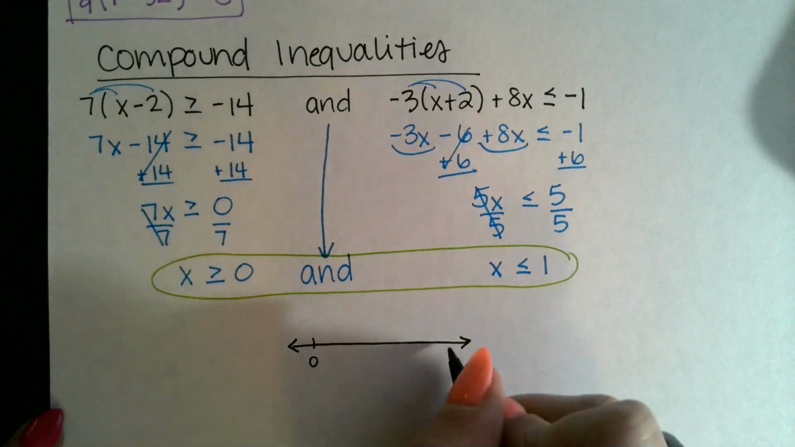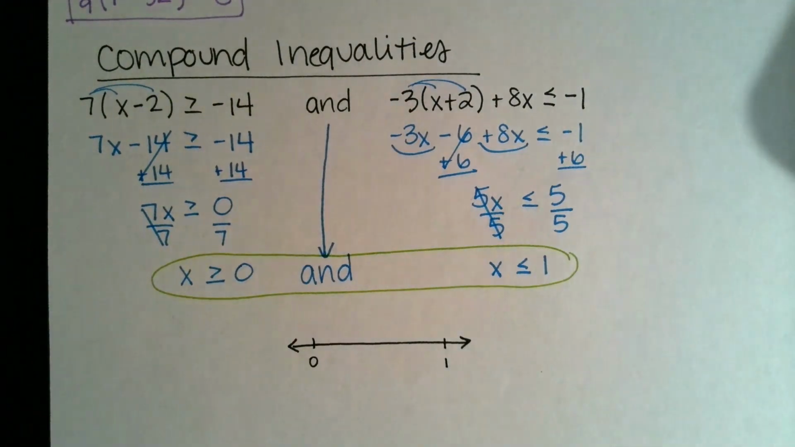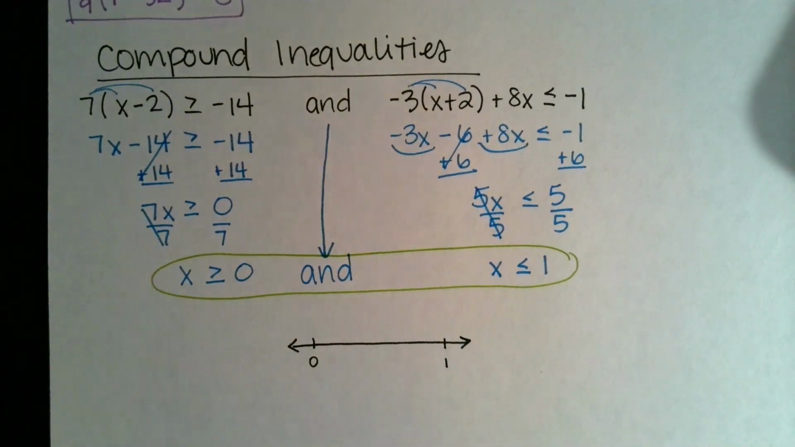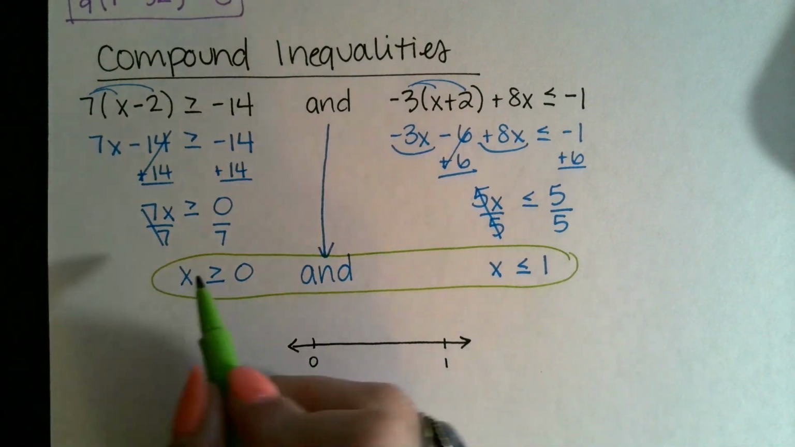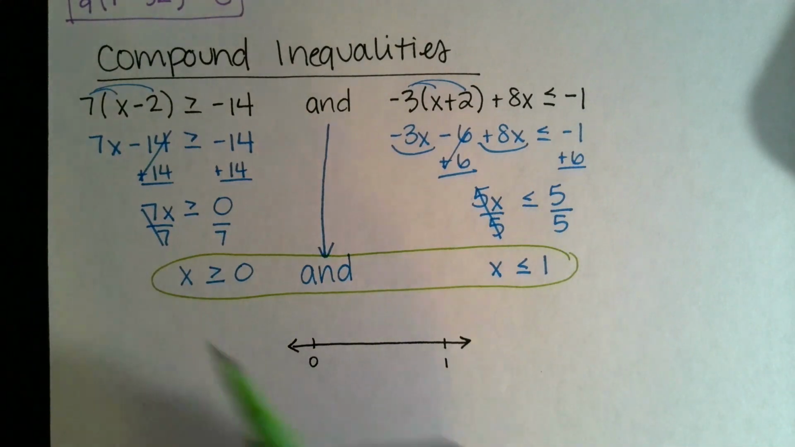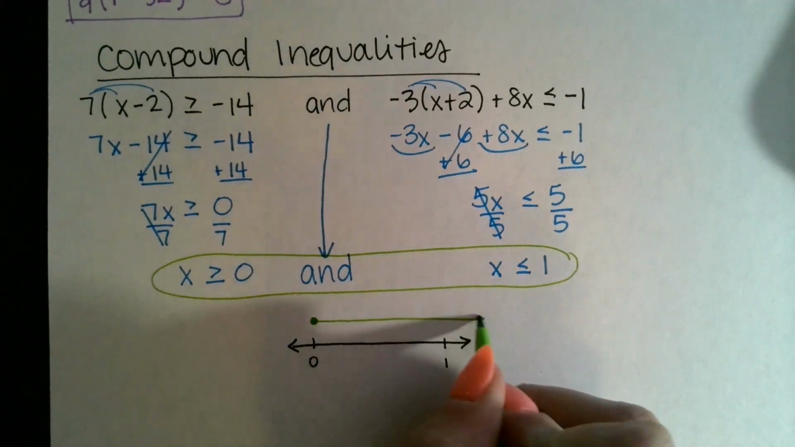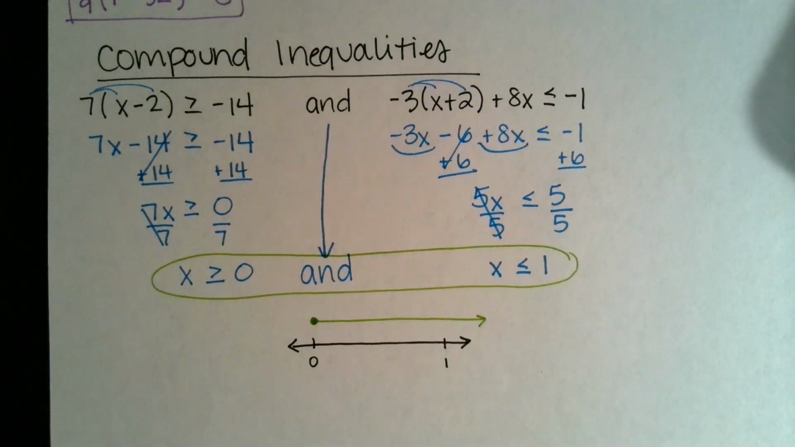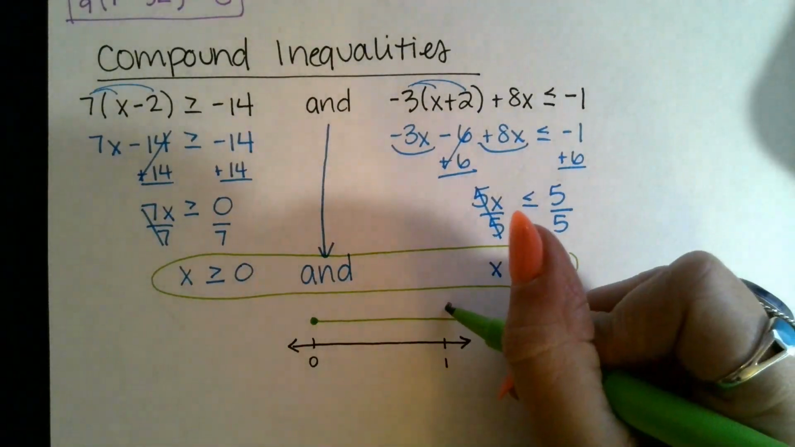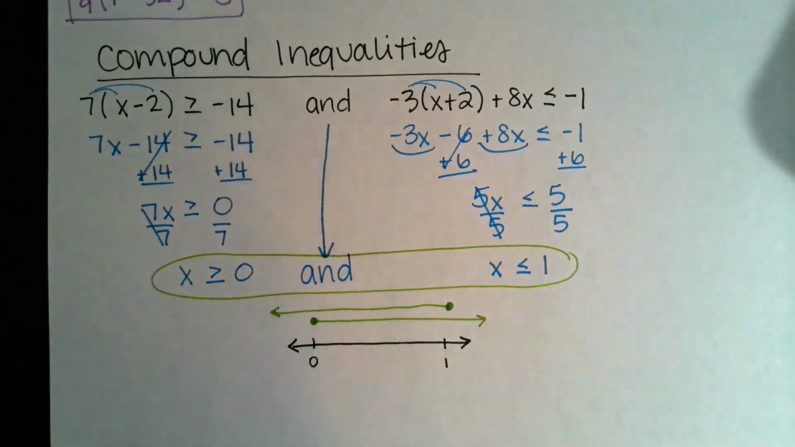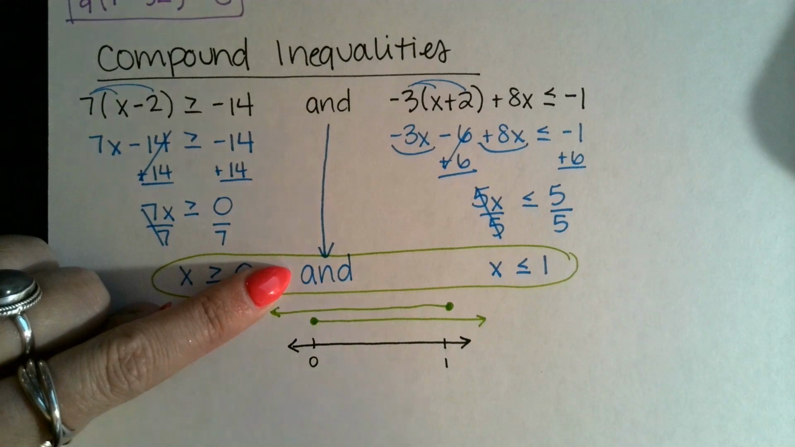I've got to have 0 and I've got to have 1 on my number line, and just for ease, I'm not doing anything else. I am going to remind you how to graph these though. For the first statement, x is greater than or equal to 0, I have a closed point at 0 and my line goes to the right. For my second statement, I have a closed point at 1 and my line goes to the left. And my statement is and. So what do I care about?